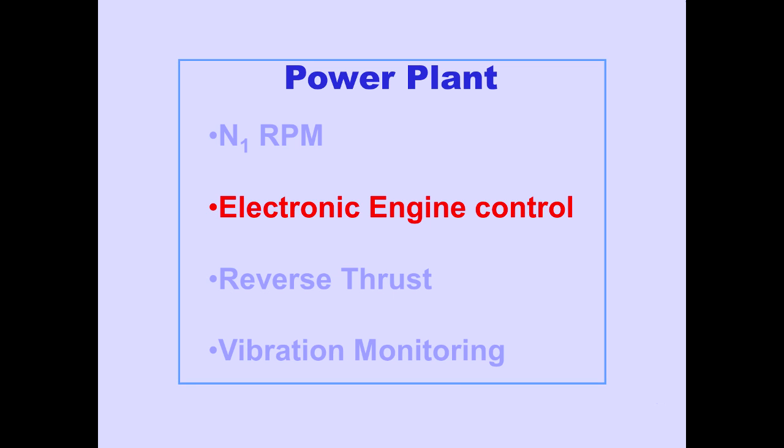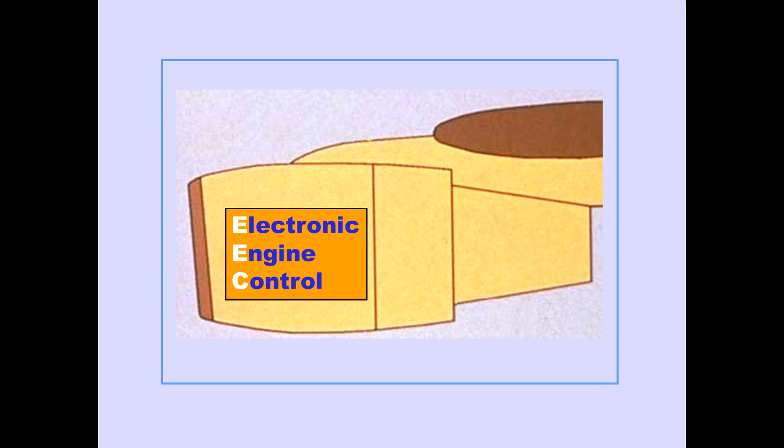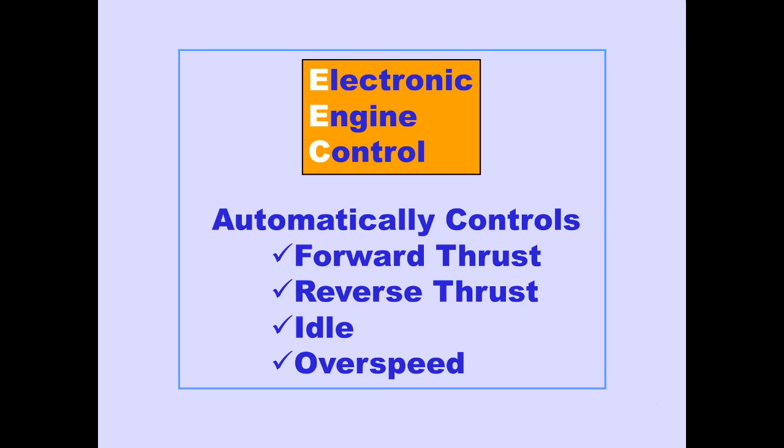Now, let's discuss the electronic engine control. The engine control system is an intricate system of sensors and actuators that are coordinated through the EEC. Each engine has a multi-channel, full-authority digital electronic engine control, or EEC. The EEC automatically controls forward thrust, reverse thrust, idle, and overspeed.